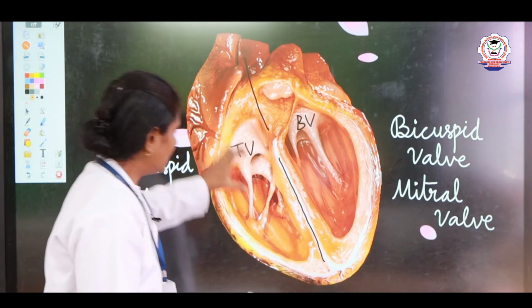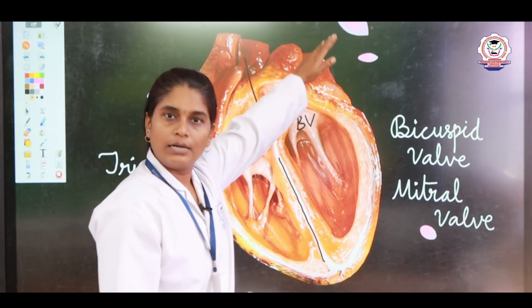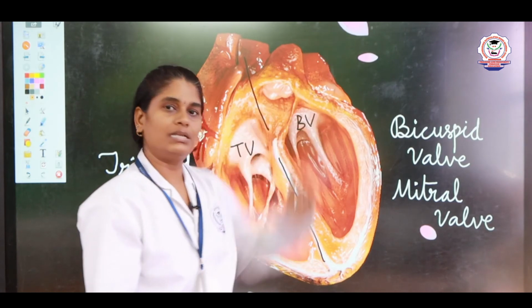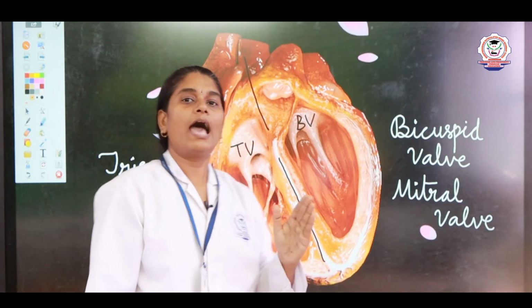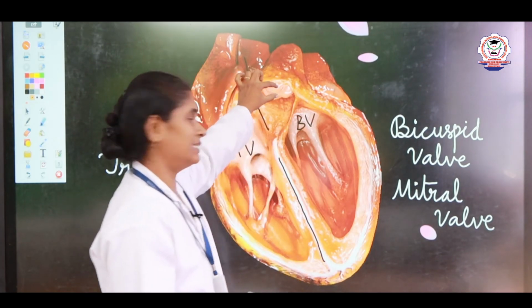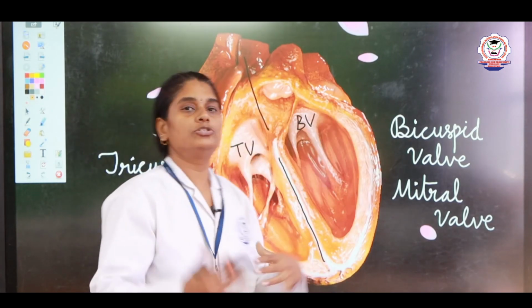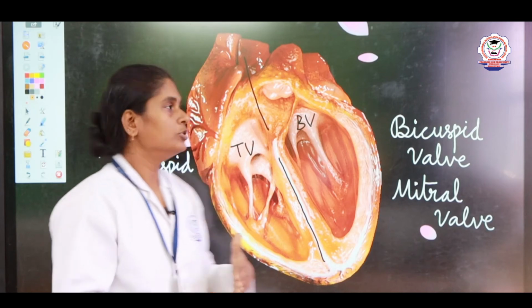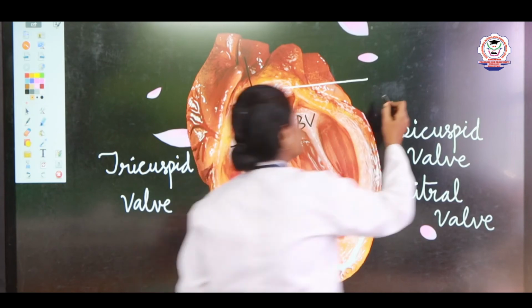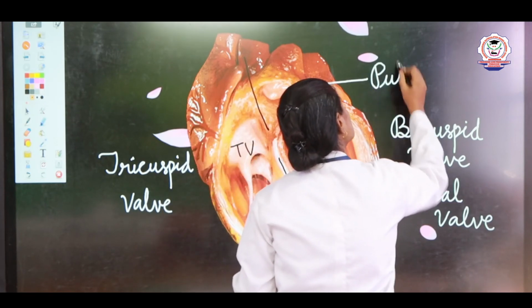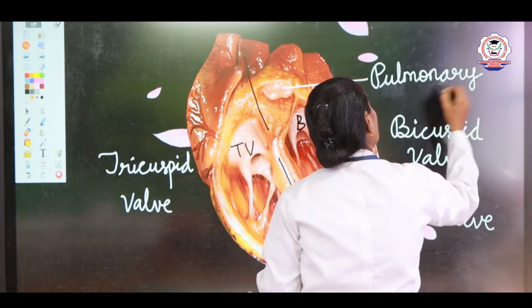There are 2 more valves present. From the right ventricle, a blood vessel goes to the lungs. This blood vessel is known as the pulmonary artery. The pulmonary artery has a valve present in it. The main function of a valve is to prevent backflow of blood. Here you can see this is known as the pulmonary valve.